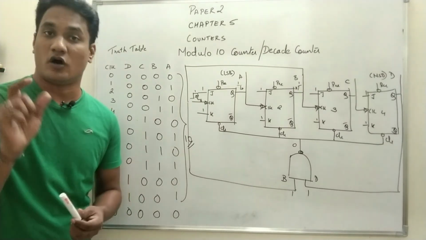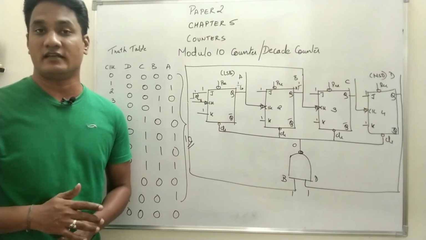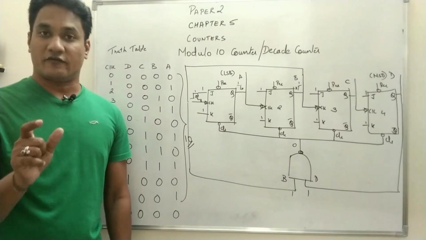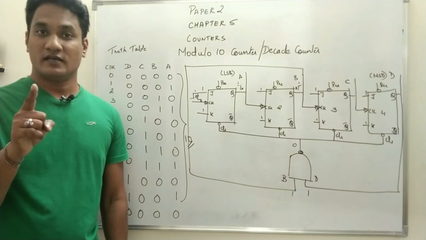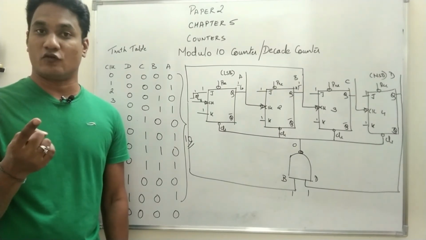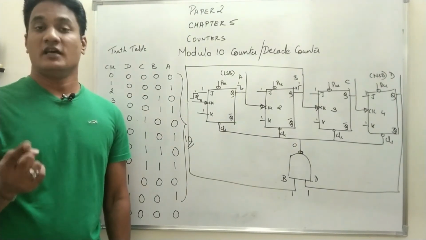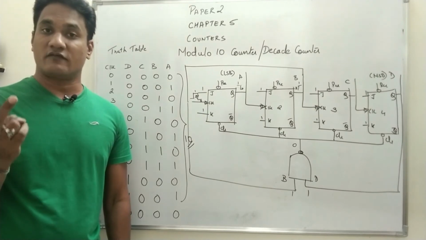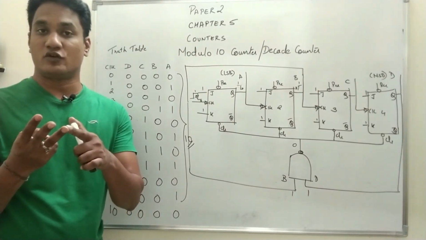So whenever you are asked to design a modulo counter, first you decide the number of flip-flops, second you decide how many outputs it will have. Of course, if there are 4 flip-flops, there will be 4 outputs. Third thing, you have to check from which point to which point it will count.